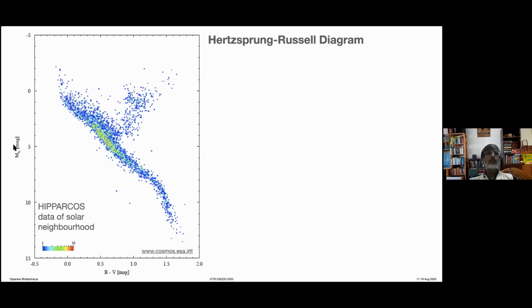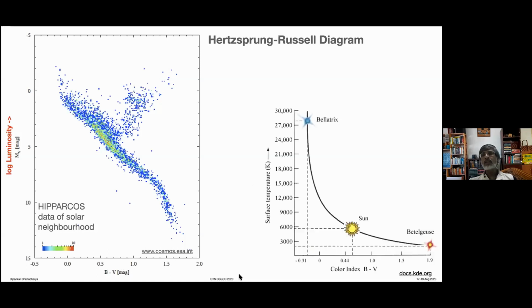It is called an absolute magnitude. And what is plotted on the vertical axis is the absolute magnitude. So this is a measure of luminosity. So this is a measure of log luminosity, which is on the vertical axis. And the color index on the horizontal axis is, as I said, related to the spectrum of the star. And the spectrum of the star, these are basically Planckian spectra, so black body spectra. So therefore, the spectrum of the star is related to the temperature. And one can calibrate this relation from observations.